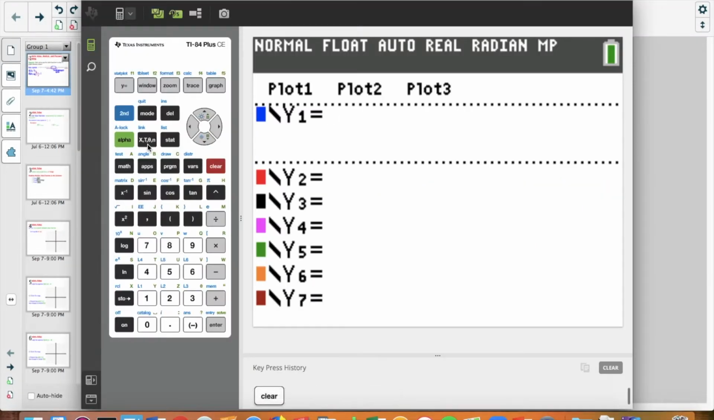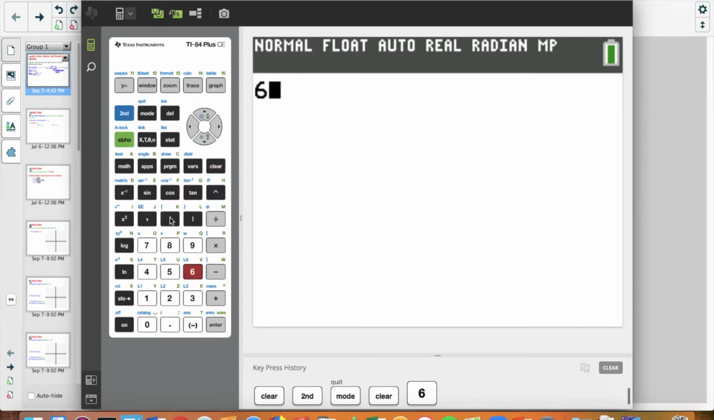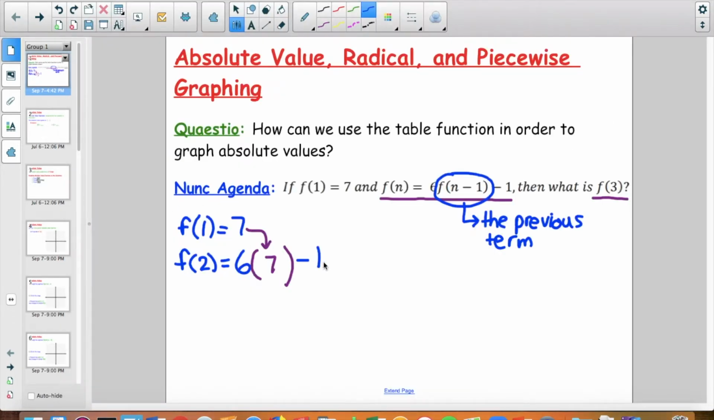Now you can use your calculators. So you would do 6 parentheses 7 minus 1, and you get 41. So we don't have our answer yet. That's f of 2. So now we look for f of 3.